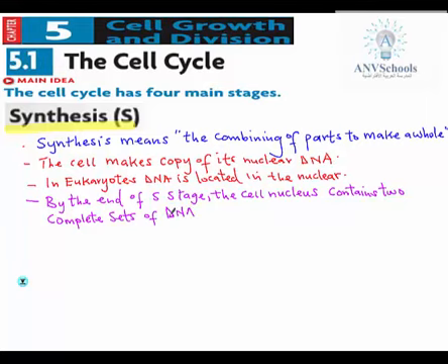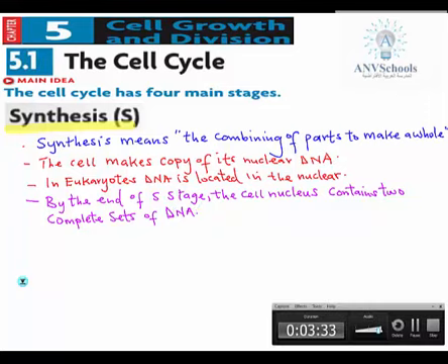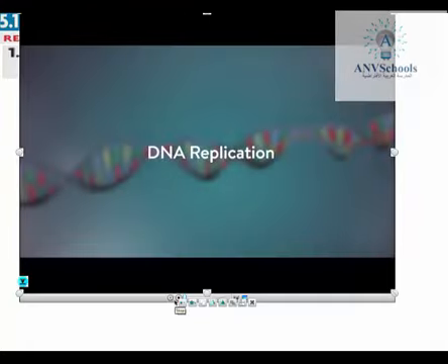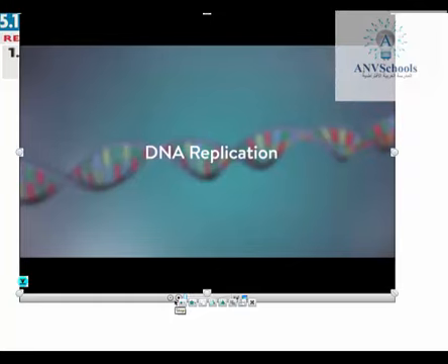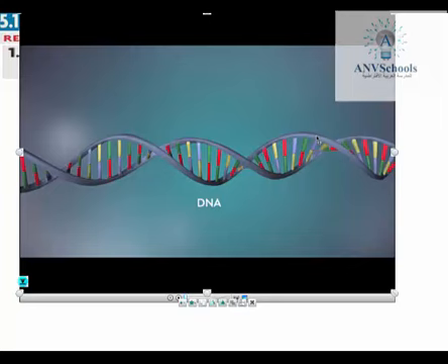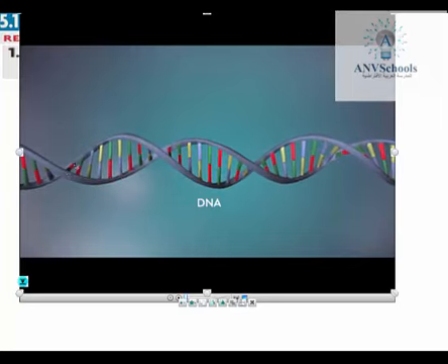So we will go through a short video to show you what DNA replication looks like, though we will not discuss it in detail because we will be discussing that in another unit. So this is how the DNA looks. It is first twisted in a double helix.